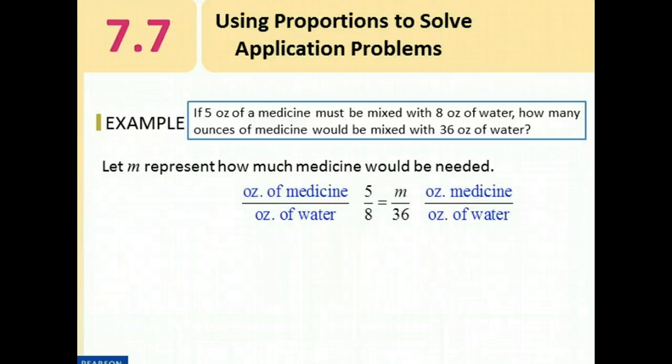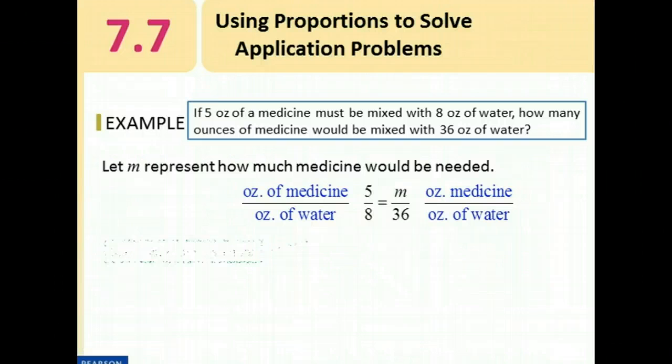Thus, one way we can write our proportion for this problem is to put ounces of medicine on the top and ounces of water on the bottom. We then make sure that the 5 and the 8 make up one ratio, and the unknown amount of medicine M and the 36 ounces of water make up the ratio on the other side. Now we can solve this proportion to answer the question.